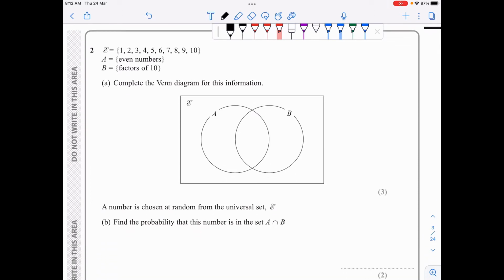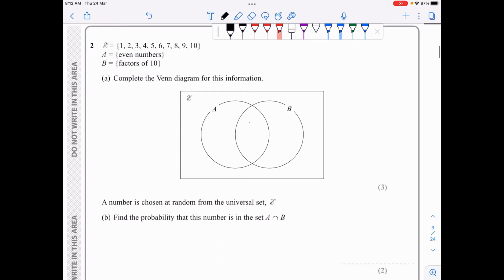Question 2, we've got a Venn diagram to be completed. The universal set consists of the positive integers up to and including 10. In set A, we've got the even numbers, and in set B, it's the factors of 10. We know that 2 and 10 are common to both sets, so they will appear in the intersection of A and B. The remaining even numbers are 4, 6, 8, and the factors of 10 are 1, 2, 5, and 10.